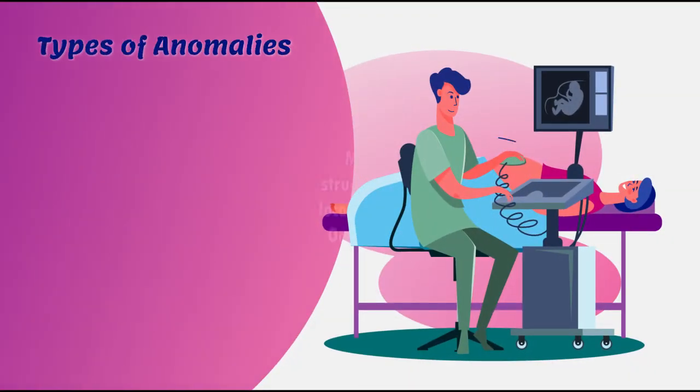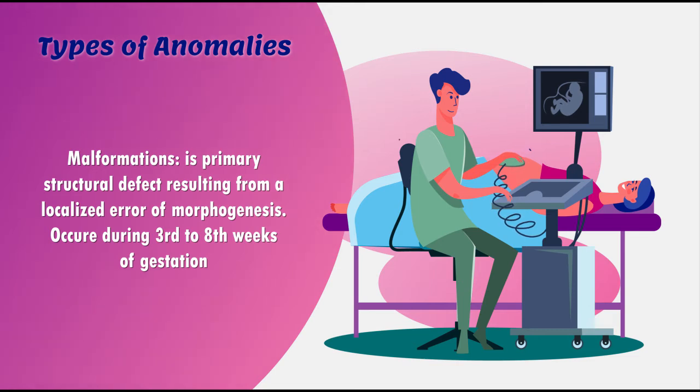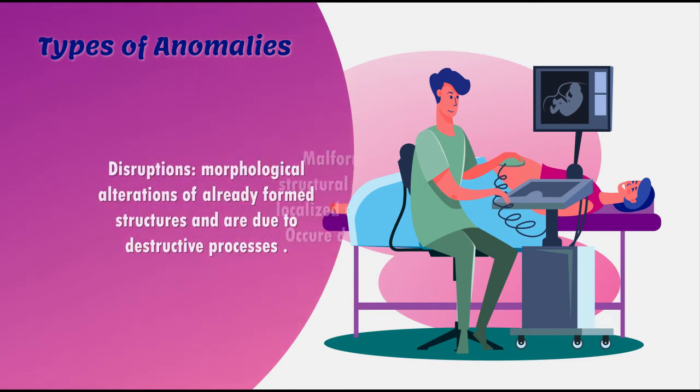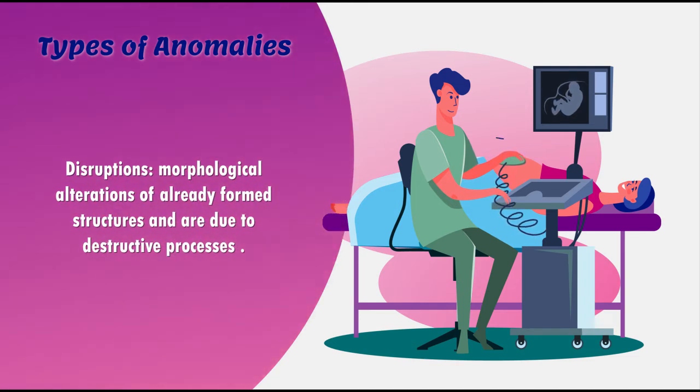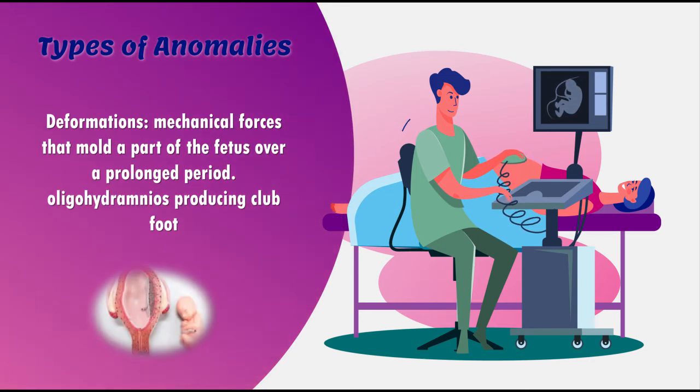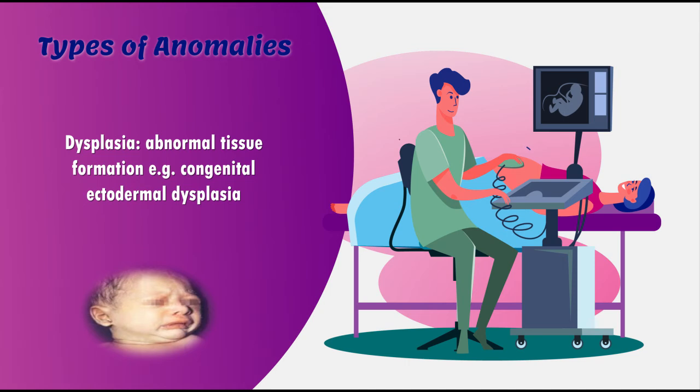Types of anomalies. Malformation is a primary structural defect resulting from a localized error of morphogenesis occurring during the 3rd to 8th week of gestation. Disruptions: morphological alterations of already formed structures, due to destructive processes. Deformations: mechanical forces that mold a part of the fetus over a prolonged period, e.g., oligohydramnios producing clubfoot. Dysplasia: abnormal tissue formation, e.g., congenital ectodermal dysplasia.